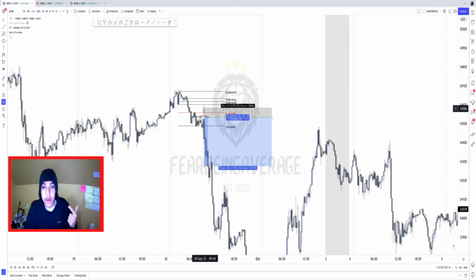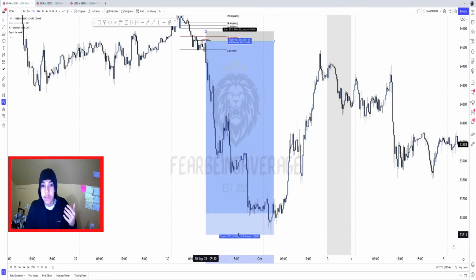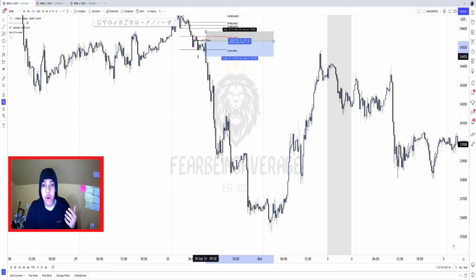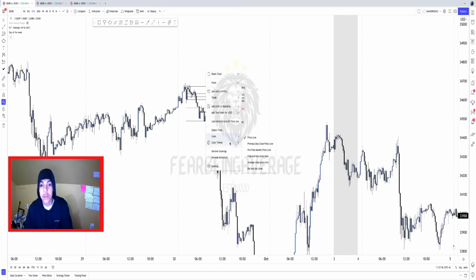A 50 pip stop would have never got tagged for a potential that overall gave us about a 1 to 20 trade with about 1,000 pips. But like I said, even if you didn't hold it and you held this trade for about an hour, you could have got a 1 to 2.5 trade. You held it for a little bit longer, 1 to 6, a little bit longer, 1 to 12. It all depends on how long you're willing to hold these trades.